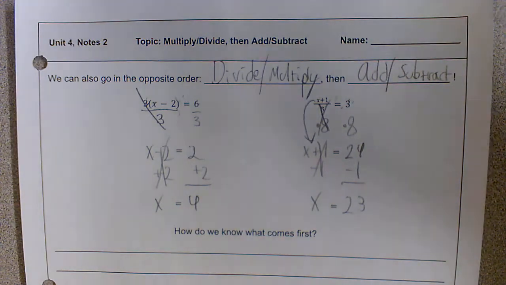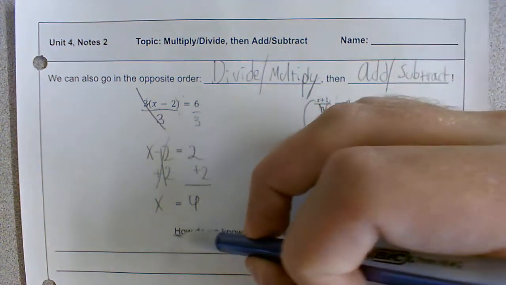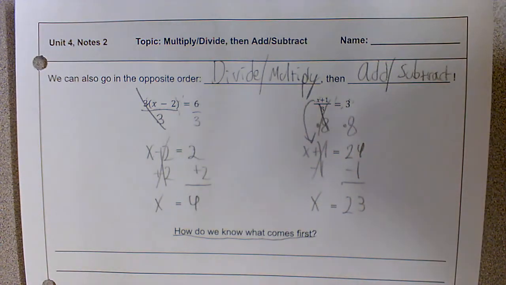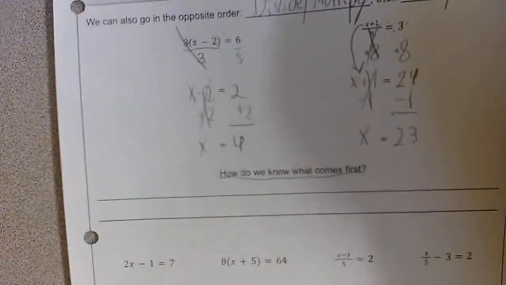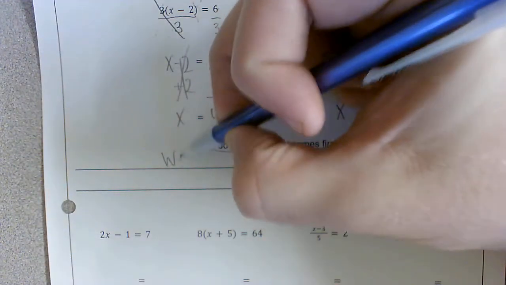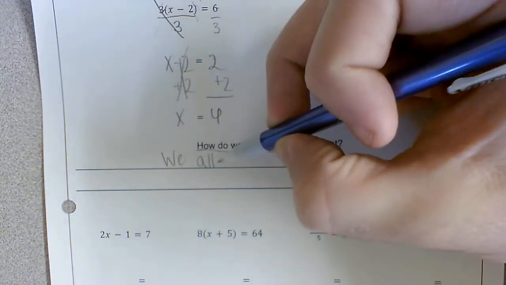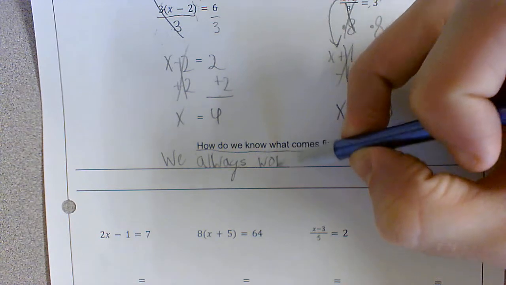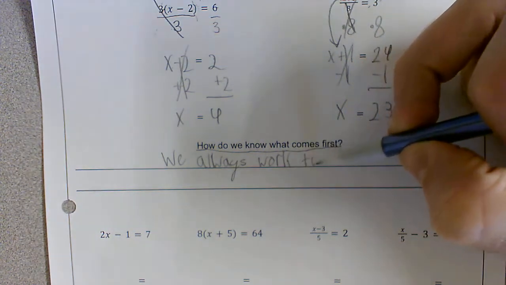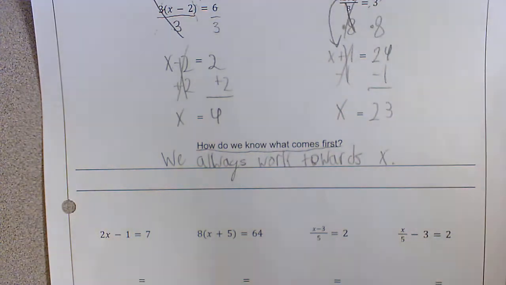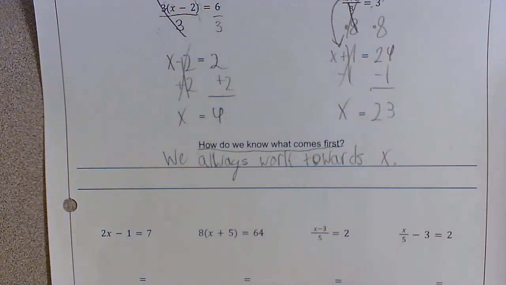So, here's the big question. How do we know what comes first? How do we know whether we should multiply divide first or add subtract first? Well, the biggest thing to know is that we always work towards our x. And what this means is we're digging towards it. We're getting rid of the outside first.